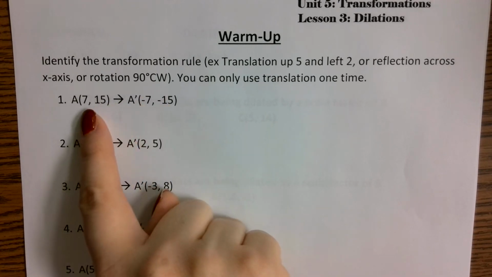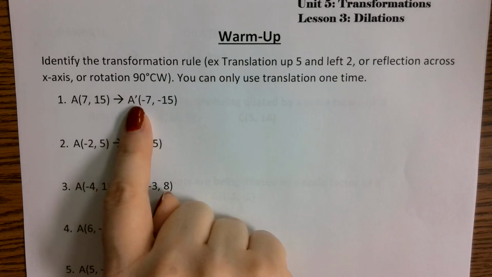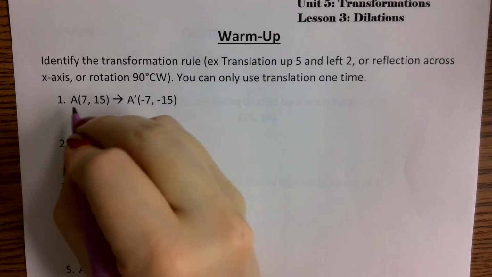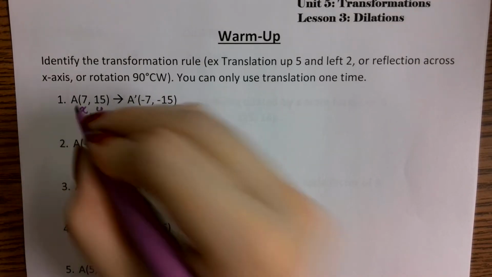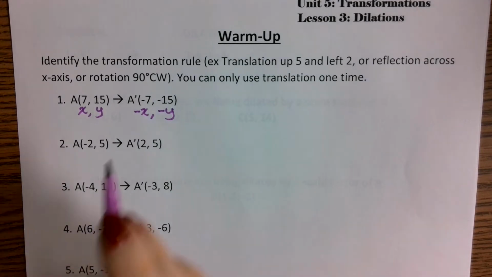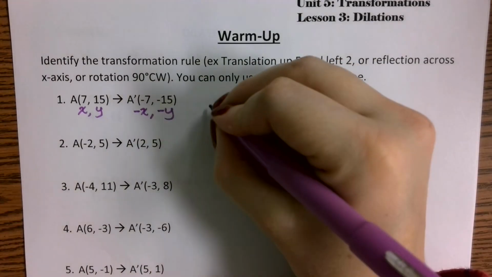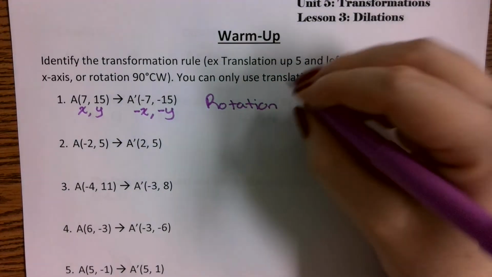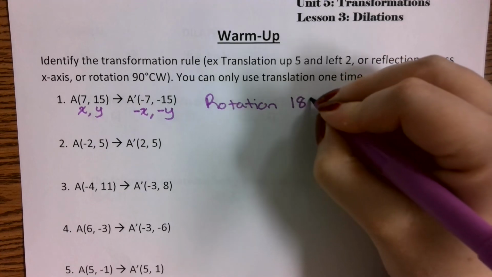We started at 7, 15, and then we went to -7, -15. What transformation changes the values to their opposites for both the x and the y? Zheng? A rotation of 180 degrees. So when we started here, we started at x and y, and then it happened to go to an opposite of an x and an opposite of a y. The rule that goes opposite of x and opposite of y is going to be that rotation by 180 degrees. You don't have to state clockwise or counterclockwise because it's the same exact thing.